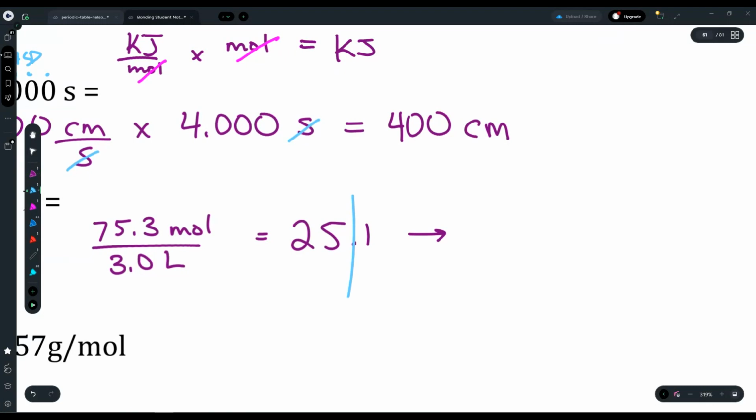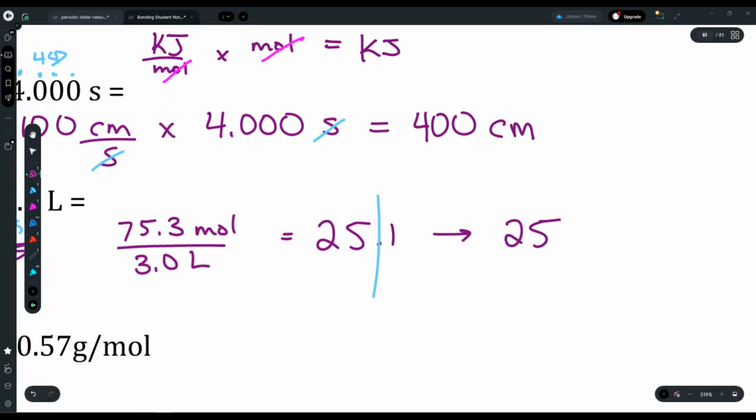So that means my cutoff line is right on the decimal. So 25, and with our units here, we didn't have the same thing in the numerator and denominator, so nothing cancels out. So the units are going to be moles per liter.